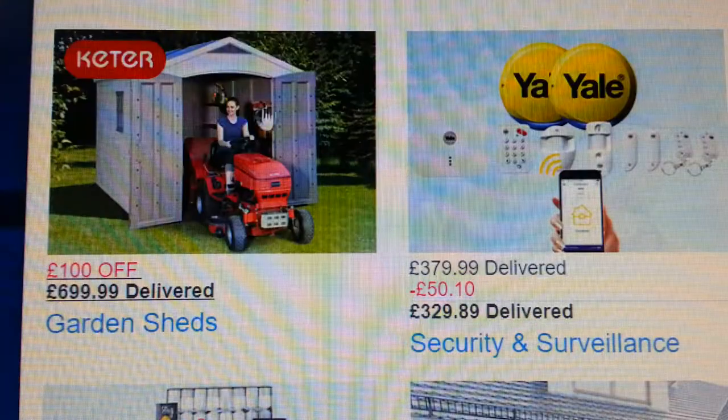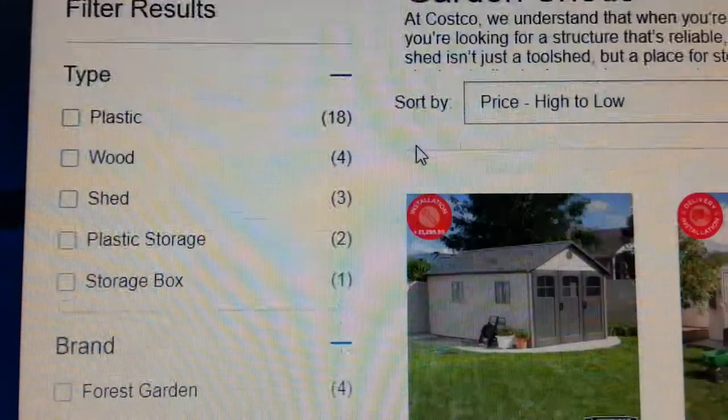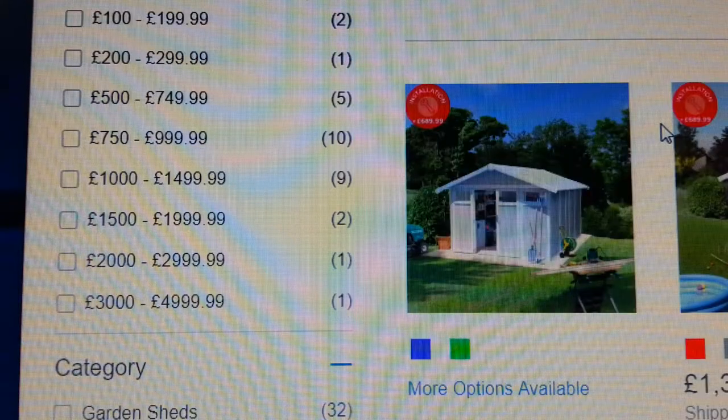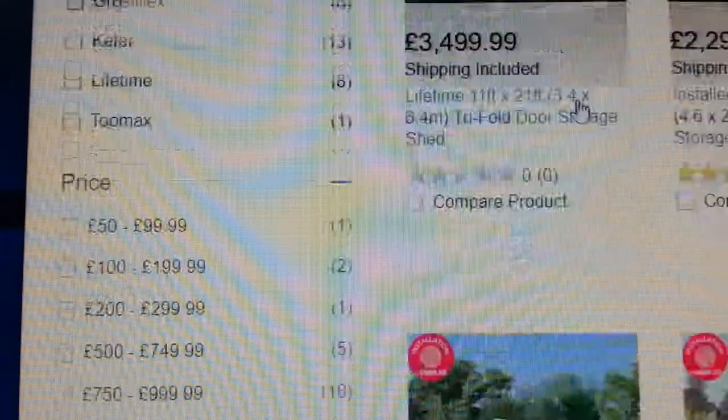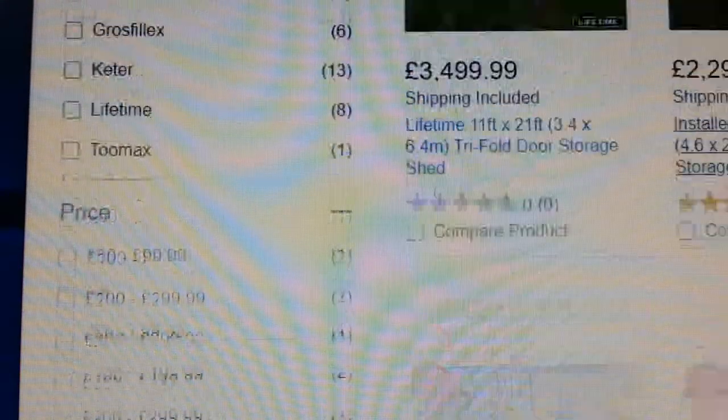You do not need to go and do all this. Look here, this garden shed, for example, right? £100 off. See, go down, there's so much deal going on.